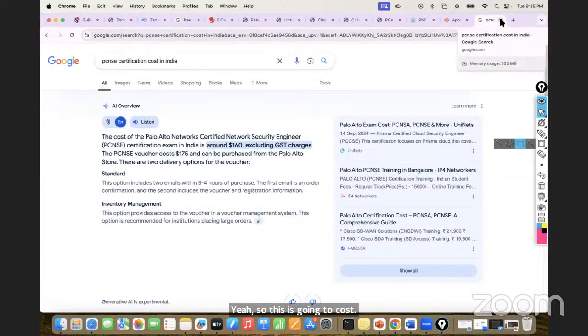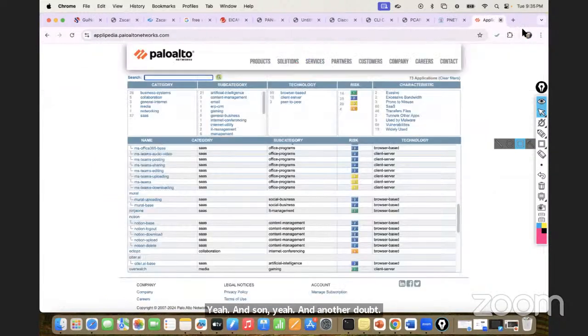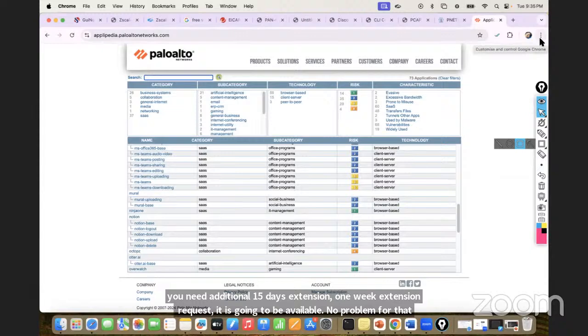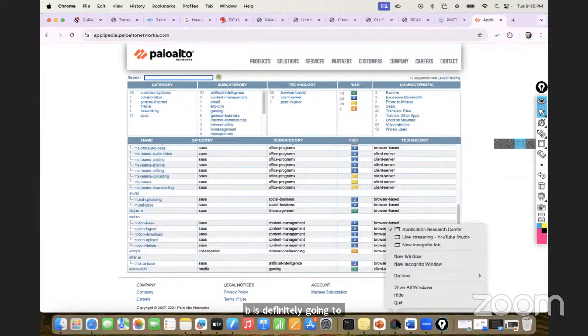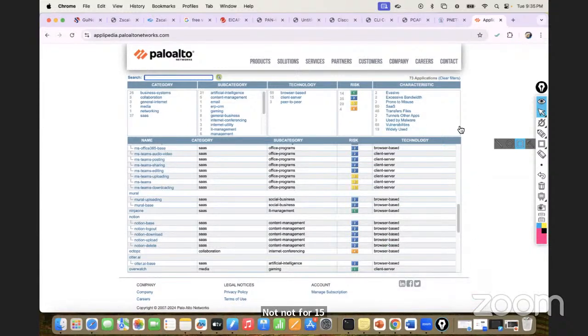Another doubt. If I complete this course, what is the duration of lab access? See, till the session you have almost 2 months, the session is going to happen, right? So 2-month lab is there. But if you need an additional 15 days or 1 week lab extension, on request it is going to be available. No problem for that. Lab is not a big issue. Till the session is there, your lab is definitely going to be there without any questions. Not for 15 days, 1 month. If I extend to 2 to 3 months, is there any option? You have to talk with your counselor. They will guide you better. I cannot guide better on that part.